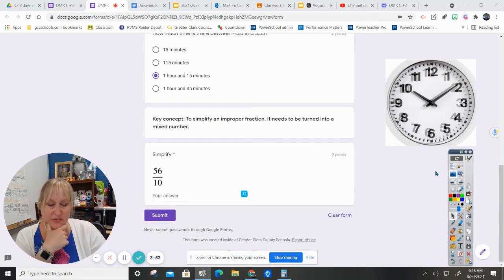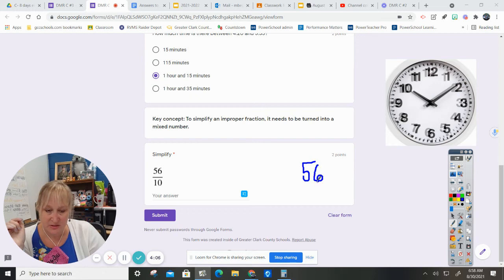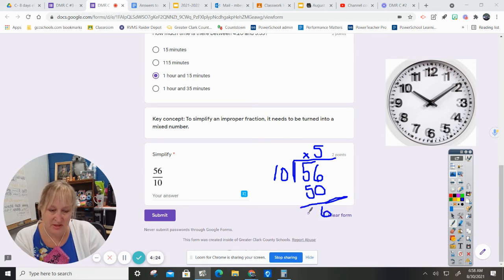Next, we are simplifying improper fractions, preferably using division. So 56 divided by 10, 56 goes underneath, 10 goes on the outside. 10 does not go into 5, but 10 goes into 50 5 times. 5 times 10 is 50. What will I have left over? 6. So my remainder is 6. So that answer is 5 6/10.